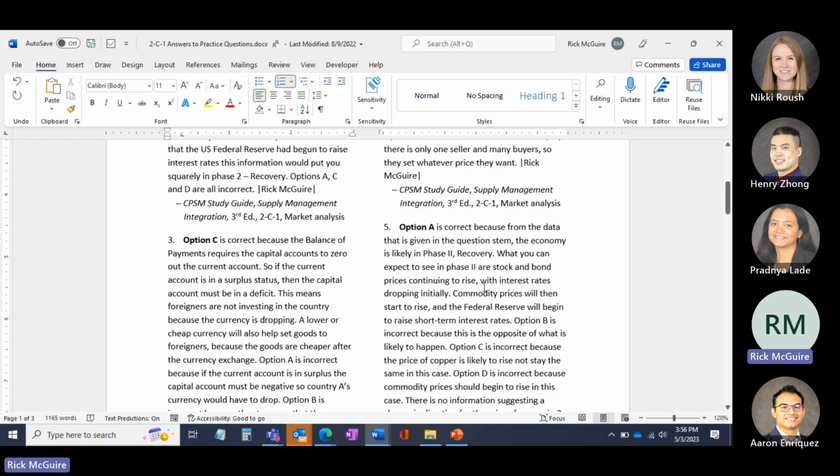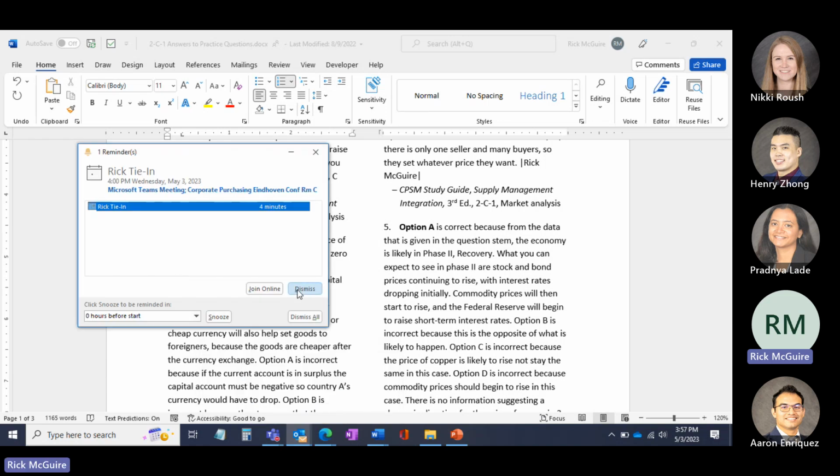And 5 is Alpha, because from the data that is given in the question stem, the economy is likely in phase 2 recovery. What you can expect to see in phase 2 are stock and bond prices continuing to rise, with interest rates dropping initially. Commodity prices will then start to rise, and the Federal Reserve will begin to raise short-term interest rates. All right. Any questions?